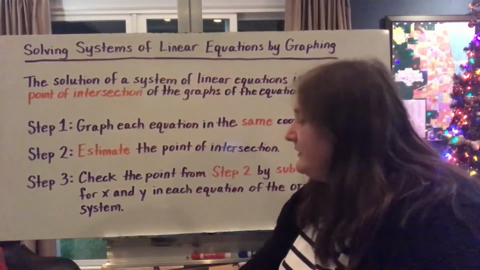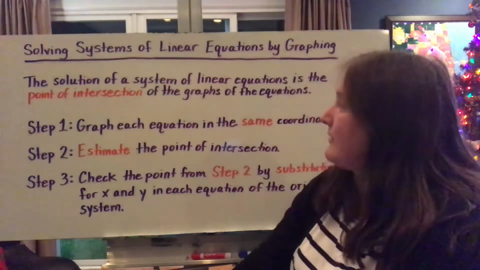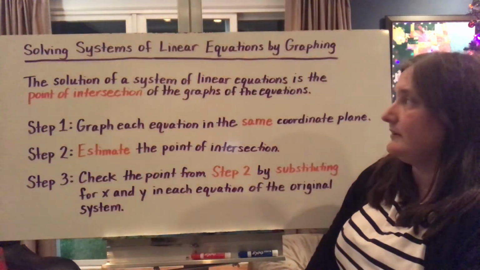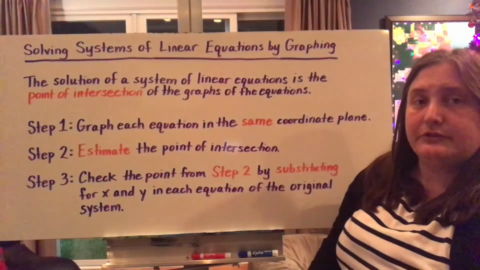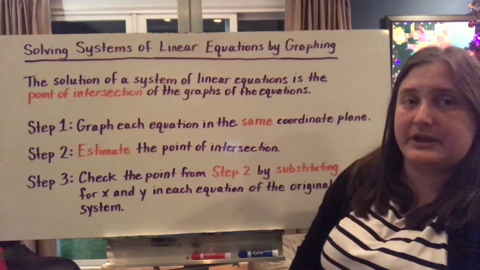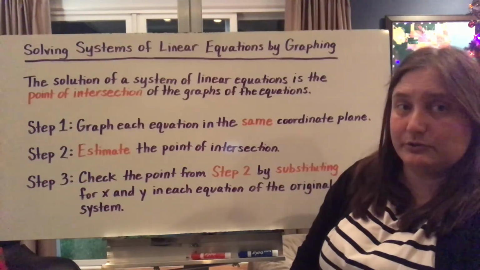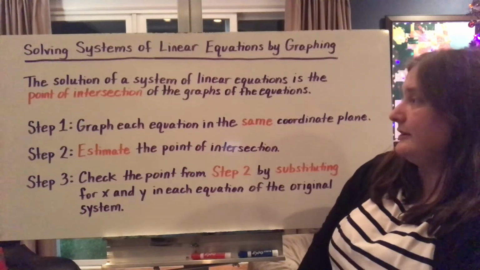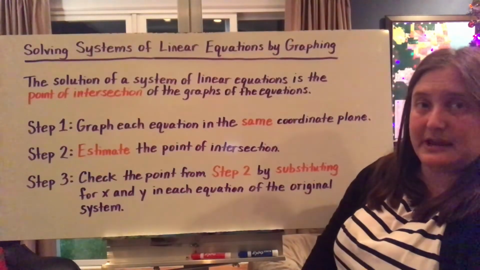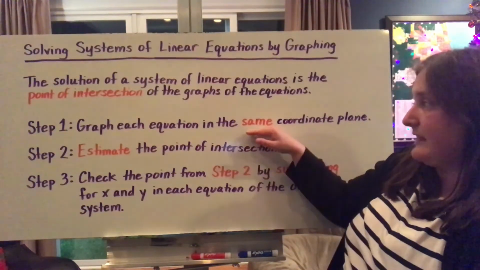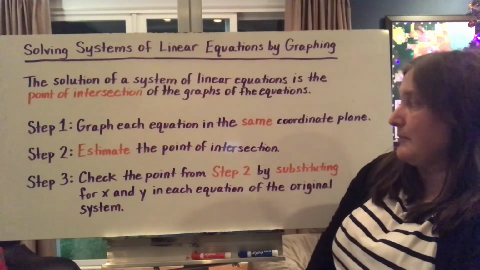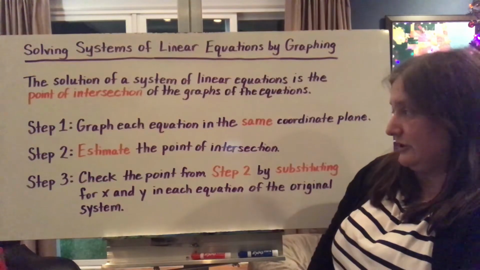So when we're solving systems of linear equations by graphing, the solution of our system is always the point of intersection of the graphs. So we graph each equation, and where they intersect, that is our solution for the system. So in order to do this, the first thing we do is graph each equation in the same coordinate plane. They have to be in the same coordinate plane if we're going to actually see the intersection. Then we're going to estimate the point of intersection.